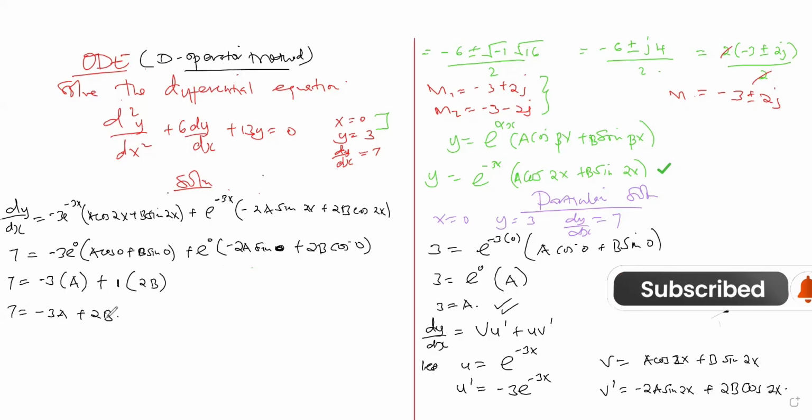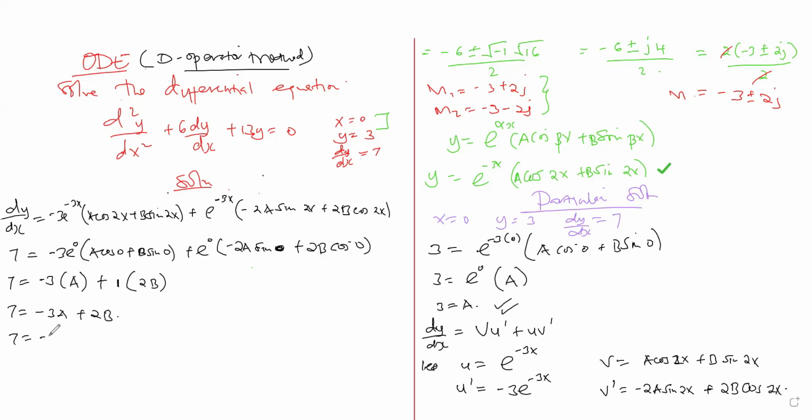But did we have the value of a? Yes, we got the value of a, which was 3. So 7 equals negative 3 multiplied by 3 plus 2b. So 7 equals negative 9 plus 2b. So negative 9, you take it to the other side, and you add, it gives you 16 equals 2b. Divided by 2, divided by 2. So your b equals what? Your b gives you 8.